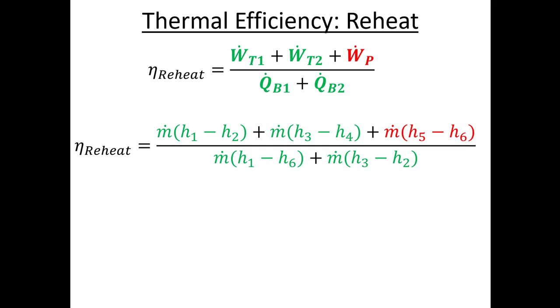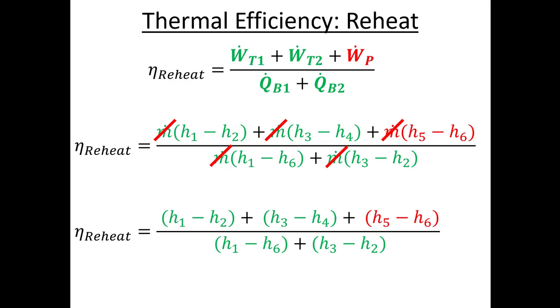So when I substitute my equations from the first law in for the power or the heat from our components, I see that the mass flow rate terms all drop out, and I get that the thermal efficiency for my reheat cycle is a function of the specific enthalpies throughout my system. I know H1, I don't know H2, I know H3 but not H4, I know H5 but not H6, and that's still true in the denominator. So I need to fix some states in order to find the thermal efficiency.